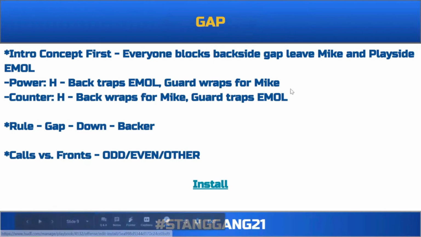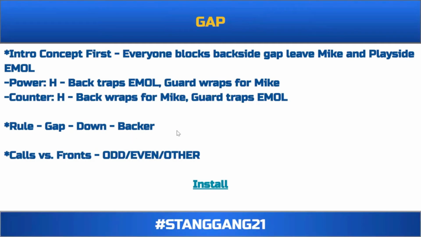We also drill that we're going to leave the Mike and the play side end man on the line of scrimmage. So it's literally like if you take zone, flip it around, and don't block the Mike. Power for us is going to tell the H-back to trap the end man and the guard to wrap for the Mike. Counter is going to tell the H-back to wrap for the Mike and the guard to trap the end man. Simple rule is gap, down, backer.